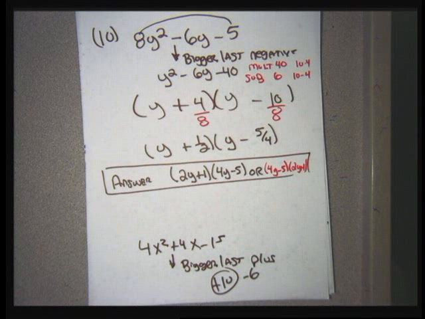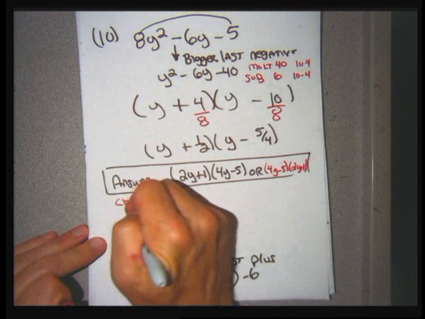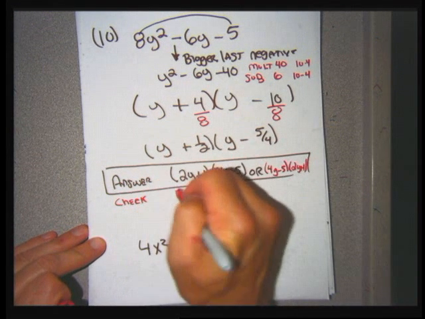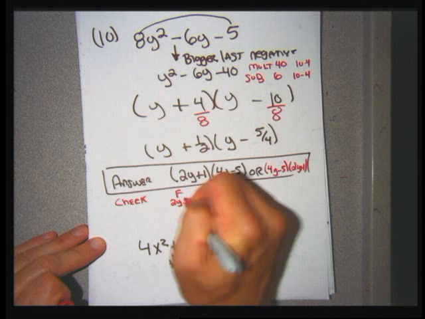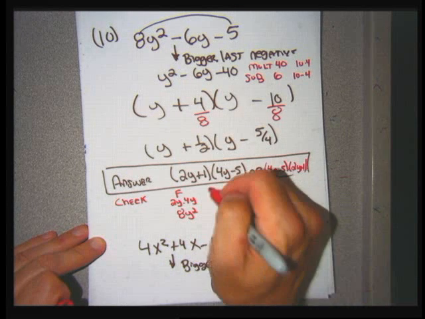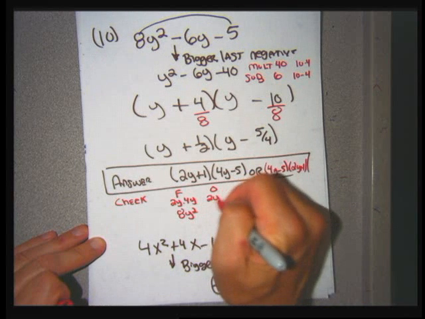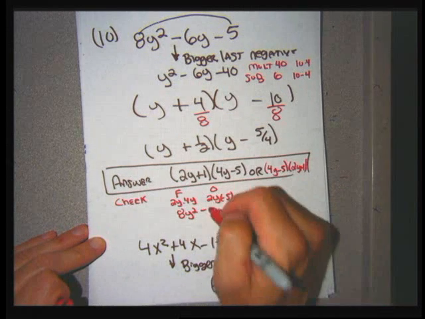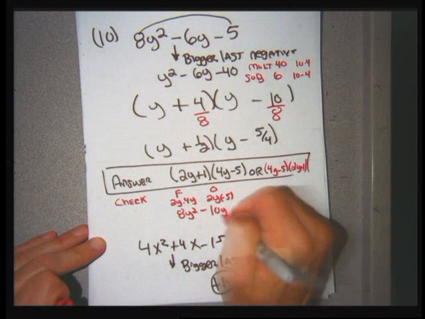Again, I'll check this one, but it might be the last one I check. Checking gets to be kind of a nuisance, so I'll check by foiling. Firsts are 2y times 4y. 2 times 4 is 8. Y times y is y squared. Outers are 2y times minus 5. Positive times a negative is a negative. I multiply the 2 and the 5 and get 10, and I leave the y alone.